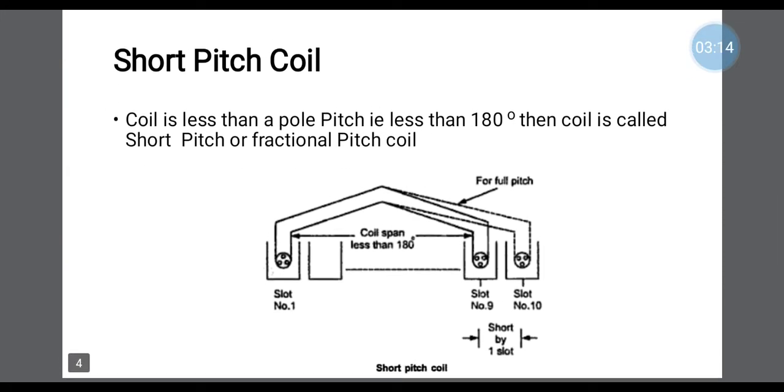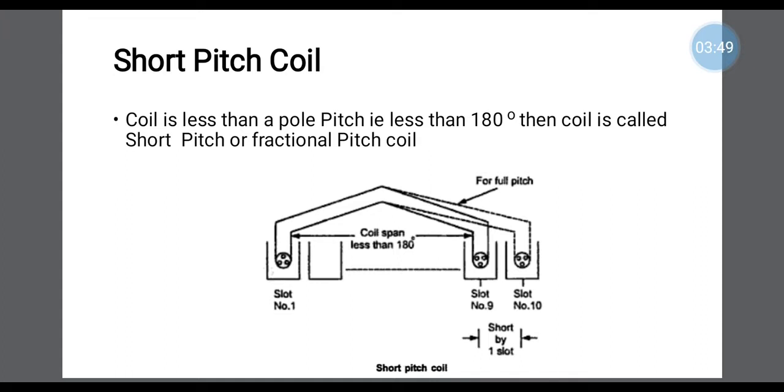The next one, short pitch. If the coil span is less than one pole pitch, that is less than 180 degrees, then we can call it a short pitch, and also we can call it a fractional pitch coil. Okay, so you just see here slot 1 is not connected to n plus 1. So let us take the same example: the armature has 18 slots. There are two poles, so each pole has 9 slots.